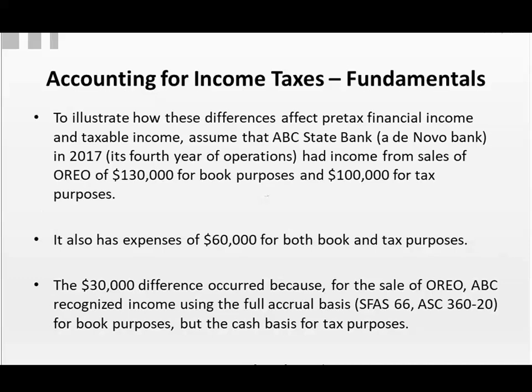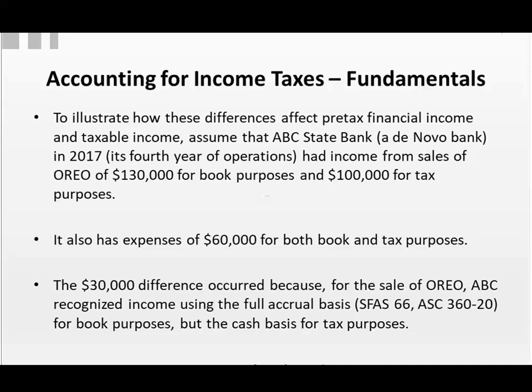So anyway, the income from the sales of OREO is $130,000 for the books, but only $100,000 for tax purposes, and they had expenses of $60,000 for both book and tax. So there's going to be a $30,000 difference between income on the books and the income on the tax return because of the sale of the OREO. Because on the books they use the full accrual method, which is FASB 66, which is now Accounting Standards Codification 360-20. But on the tax return, we use the cash basis for tax purposes.